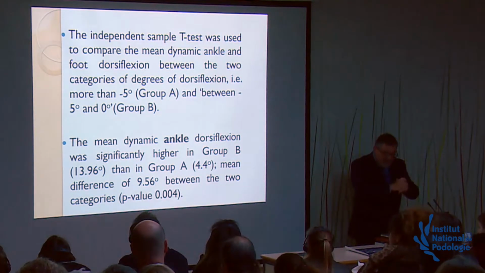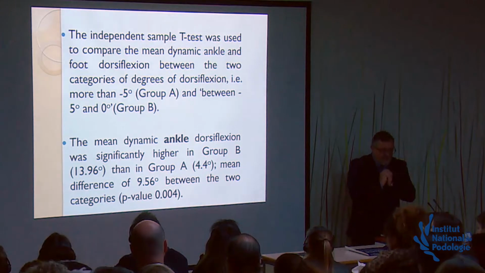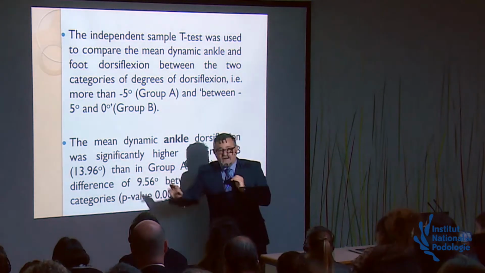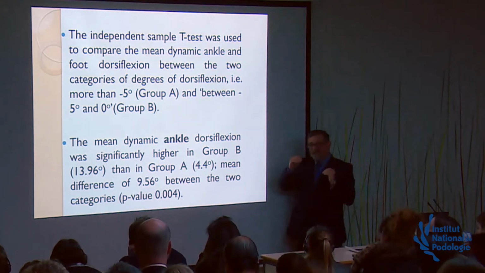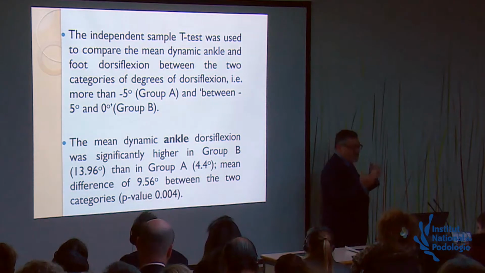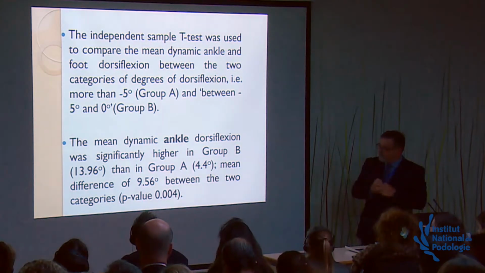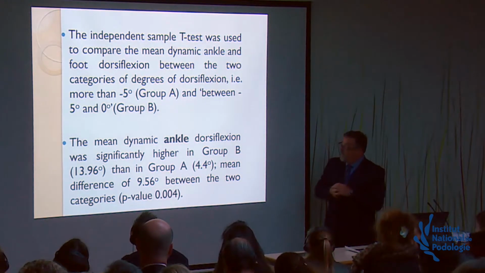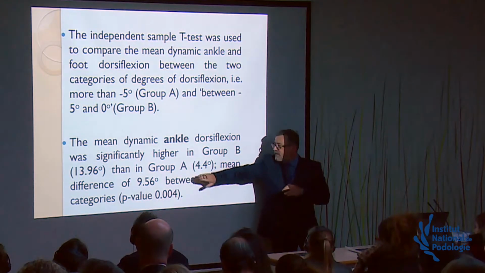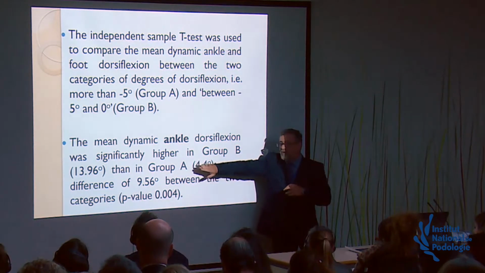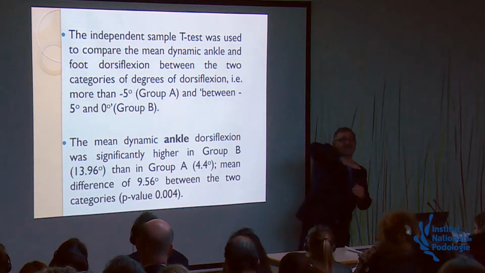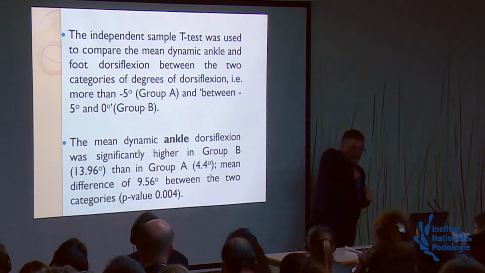So the mean dynamic ankle dorsiflexion was significantly higher in group B. And as you can see, it's already 14 degrees, which is more than the quoted 10 degrees as pointed out by the Root et al. theory. Okay? While those in group A had only 4.4 degrees.